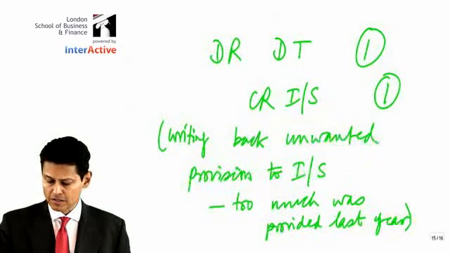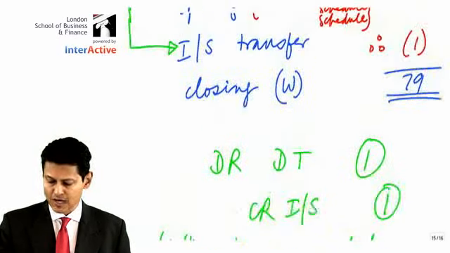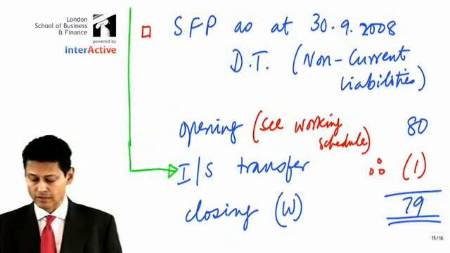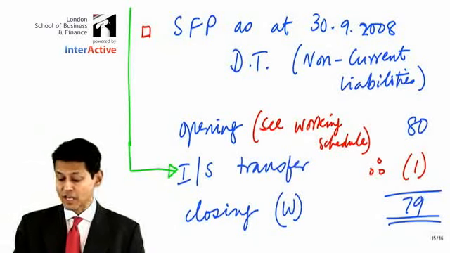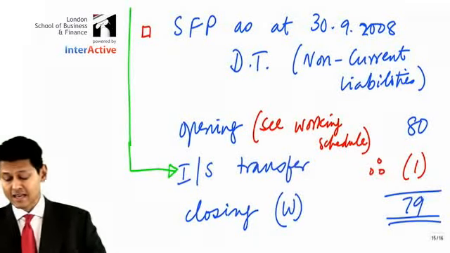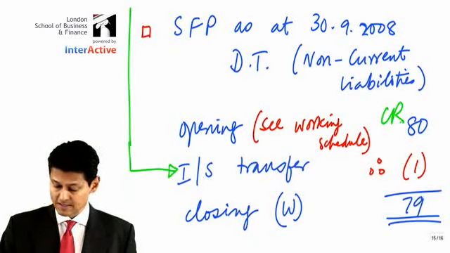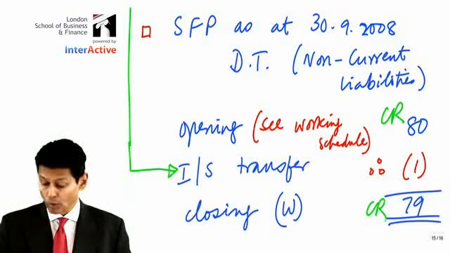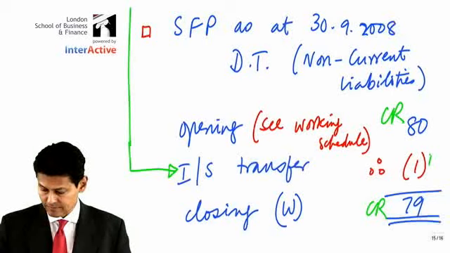So I'll just work through that again. This has such a high chance of coming up. I've got to invest some time with you on this. Deferred tax, the opening balance is 80, credit. The closing is 80, and clearly the one ought to be a debit.